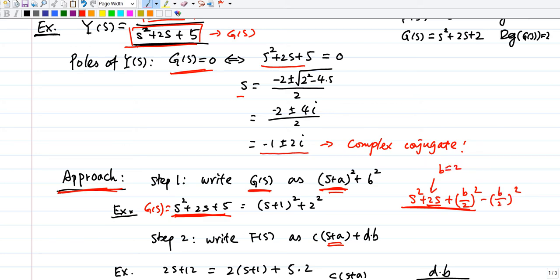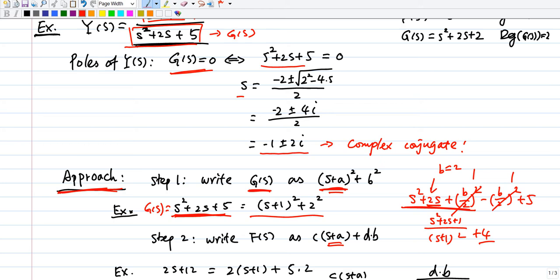So this b is 2, plus 5, because 2 divided by 2 is 1, and 1 squared is 1. That's why I have s squared + 2s + 1, which is (s + 1) squared. Then 5 minus 1 is 4, and 4 is of course 2 squared. So we have (s + 1) squared + 2 squared.